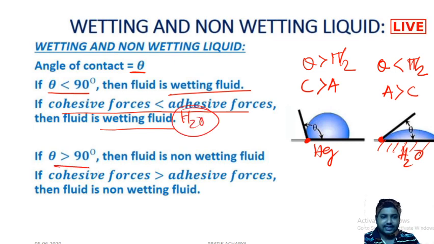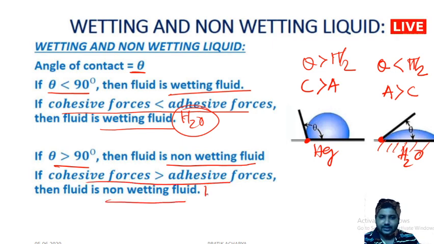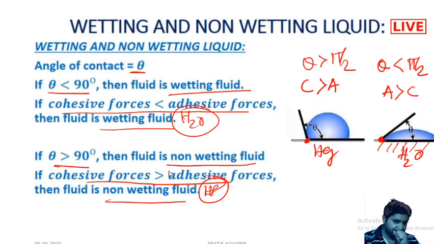And if theta is greater than 90 degrees, the fluid is called a non-wetting fluid. If the cohesive force is more than the adhesive force, that is also called non-wetting. This is mercury. That's why mercury is considered a manometric fluid, because it does not stick to the manometer. That's why we can observe clearly the increase in height or difference in height in case of mercury.